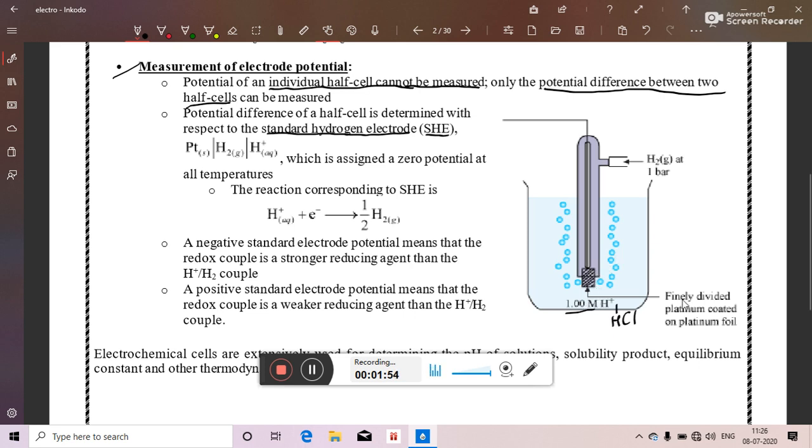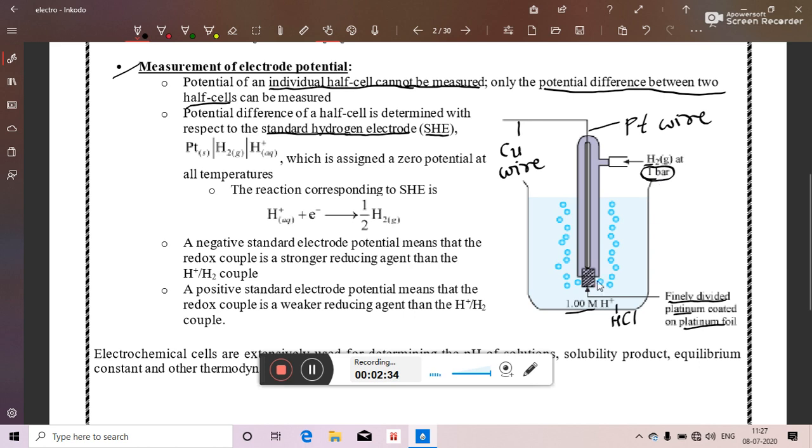Then we use a platinum plate or platinum foil, which is coated with finely divided platinum powder, and thereafter it is connected with a platinum wire, and this platinum wire is finally connected with a copper wire. This copper wire can be connected with another half cell. Now this whole platinum plate and platinum wire is enclosed with a glass tube having one entry. Through the entry of the glass tube, we introduce hydrogen gas at 1 bar pressure.